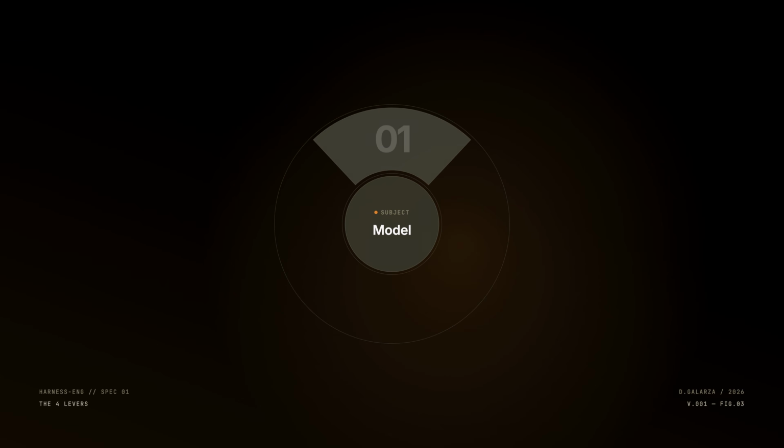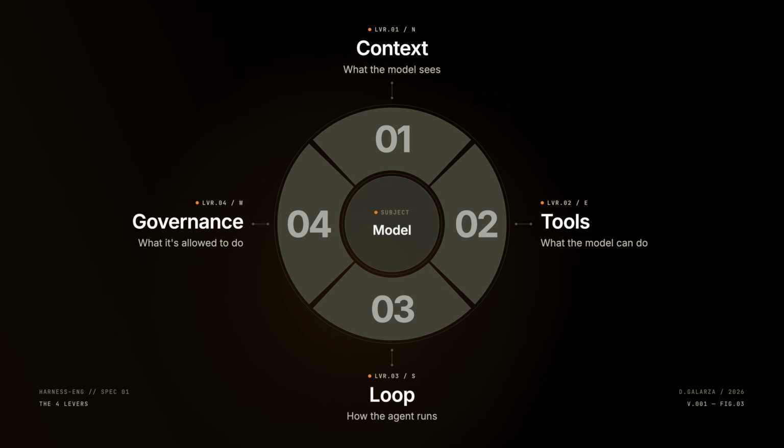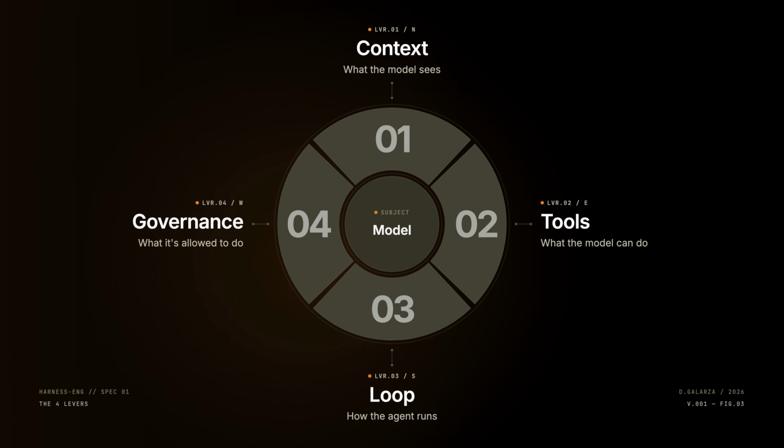It gives us a way to reason about the system around the model. Because once the model can choose actions over time, the question is no longer just "how good is the model?" It's "what does the model see? What can it do? How does it run? And what boundaries does it have?" Those are the four levers: context, tools, loop, and governance. And in this video, I want to show you how all four of those levers let you diagnose almost any agent failure in under a minute.